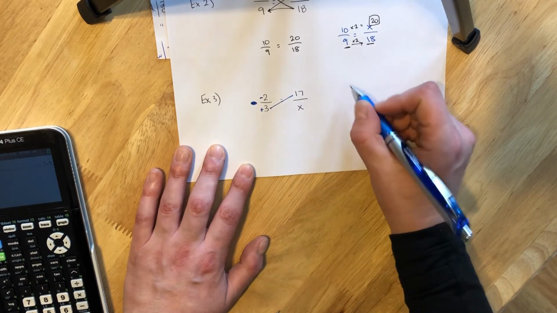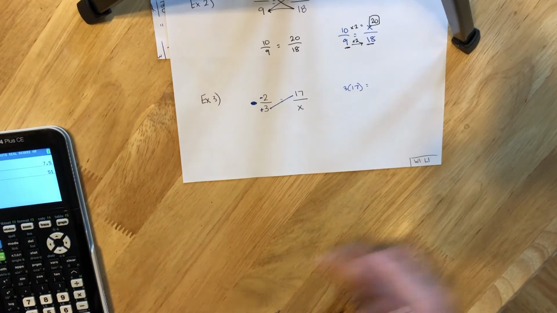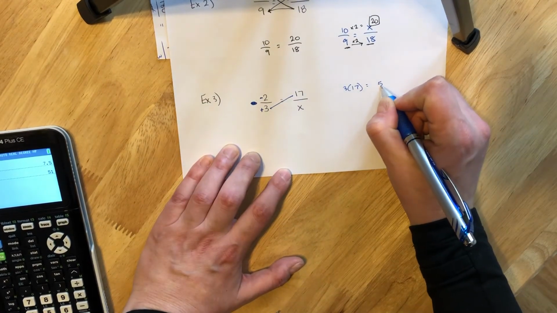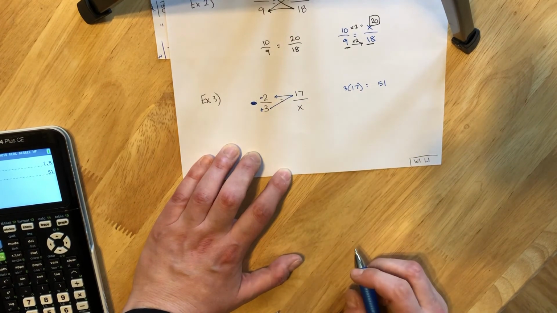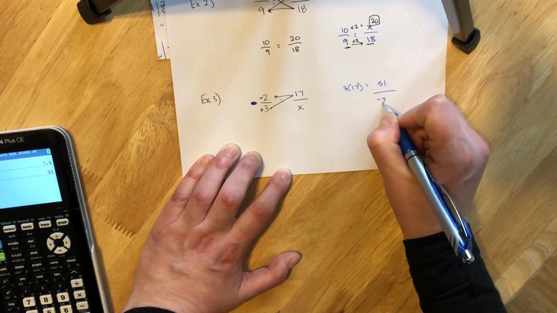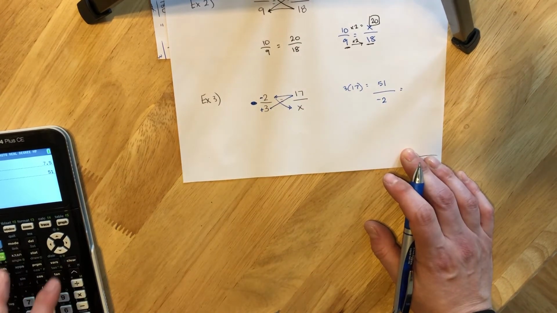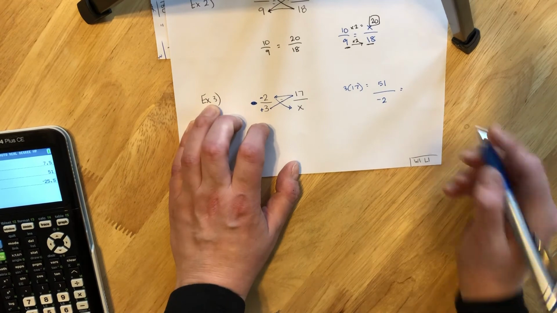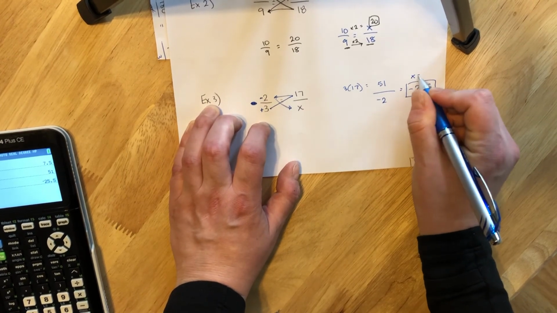So I'm going to start by taking positive 3 times 17. And if you use a calculator, 3 times 17 is 51. Then lastly, I'm going to divide by our other number, which we've determined to be negative 2. And that's what's going to give me the value of x. So 51 divided by negative 2 is negative 25.5 for the value of x.